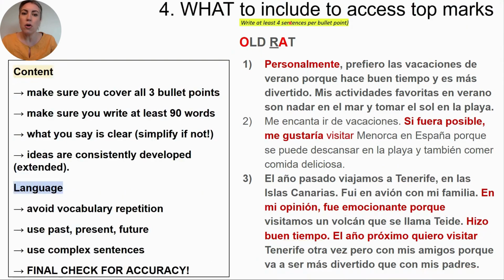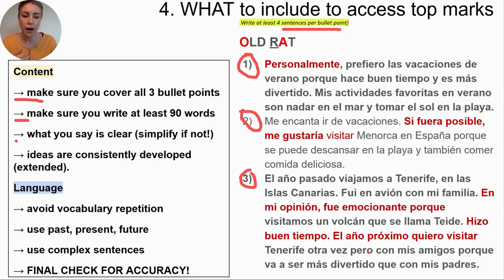Okay, so let's take a look. So what to include to access top marks? Okay, we covered the 3 bullet points, okay? No, they don't need to be equally covered, but they need to be developed and covered. We made sure we wrote at least 40 words with 4 sentences per bullet point, 3 if we really run out of ideas. What you say is clear. Simplify if not. I used fairly easy vocabulary that kind of overlaps foundation and higher.